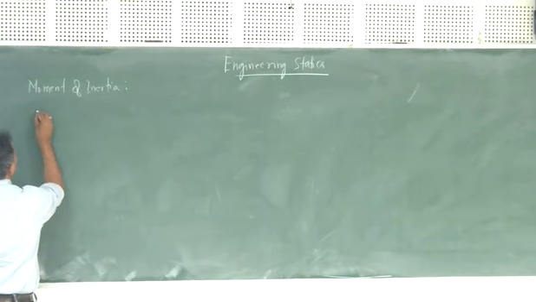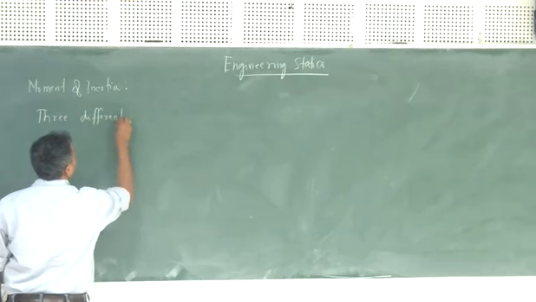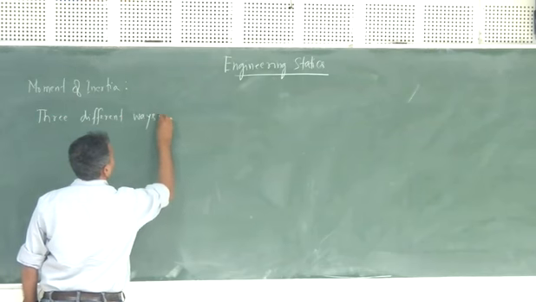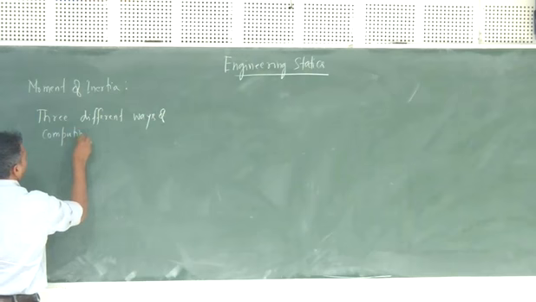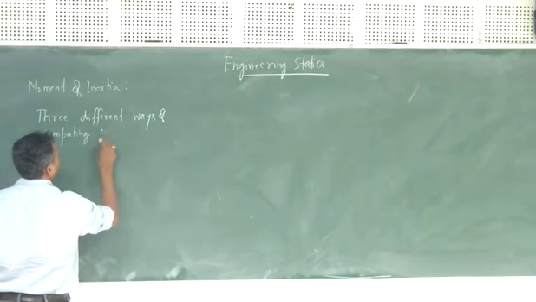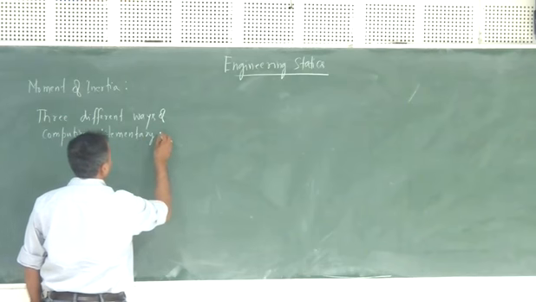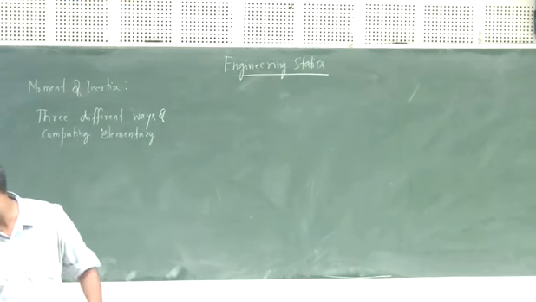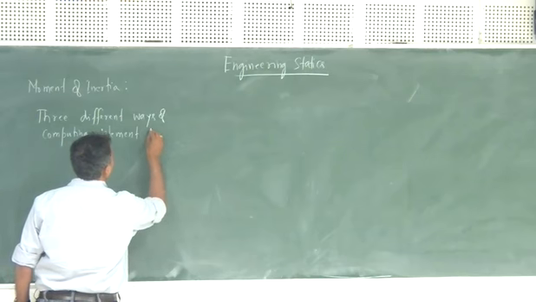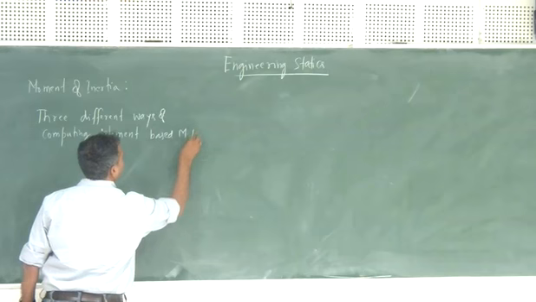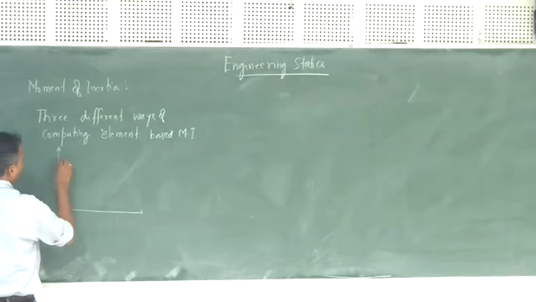For example, there are three different ways of computing, using an elemental approach, or I would say a differential approach.